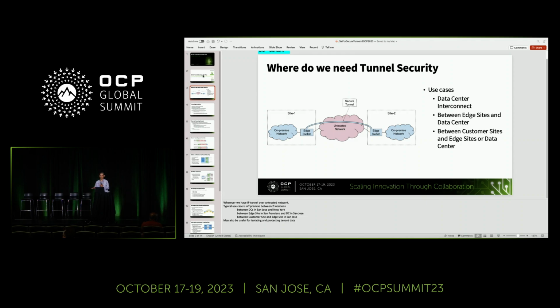As you can see, all my world is revolving around San Jose. And there's also the case where the customer sites could be connecting to an edge site or to a data center directly. It also can protect the data and isolate the data between different tenants in a multi-tenant situation when it is going across different sites.